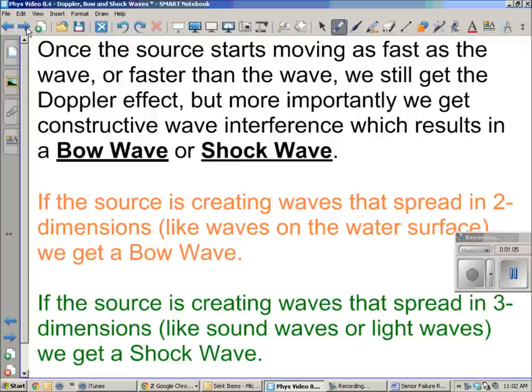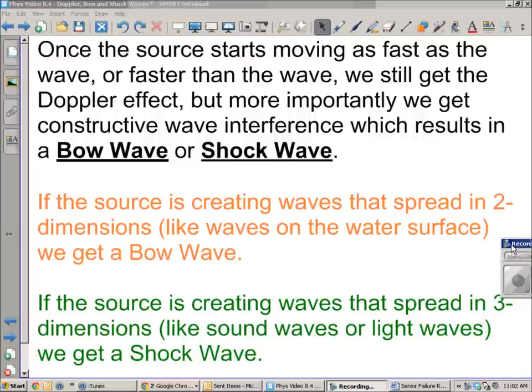All right. So what happens is you still get the Doppler effect, a little bit differently. It gets a little bit more complicated because your circles are overlapping. But more importantly, you get constructive interference. The waves are going to start to overlap once the source starts moving at least as fast as the wave, and it creates what are called shock waves and bow waves. Conceptually, they're both the same thing. The only difference is that bow waves are two-dimensional, shock waves are three-dimensional.